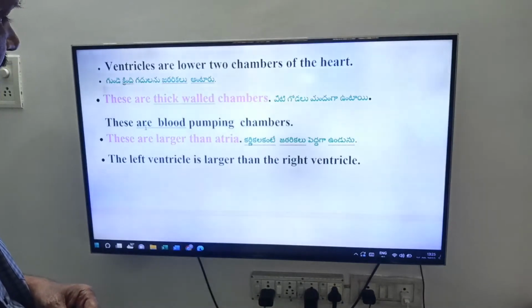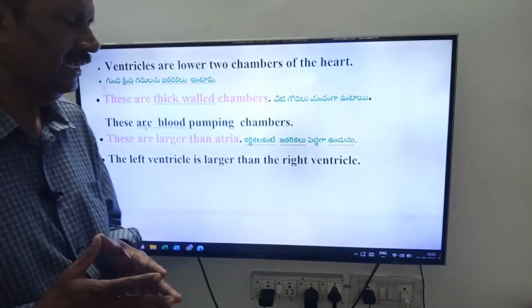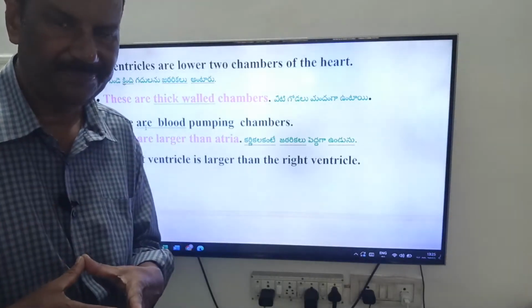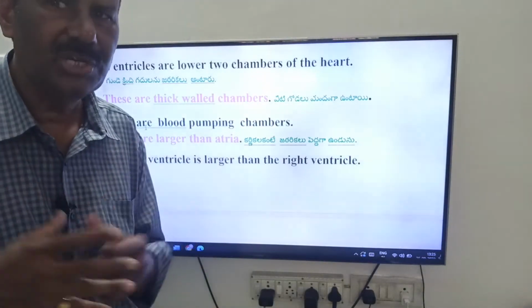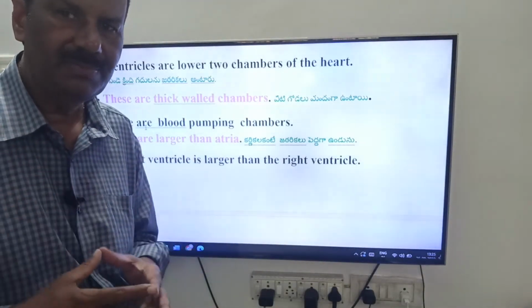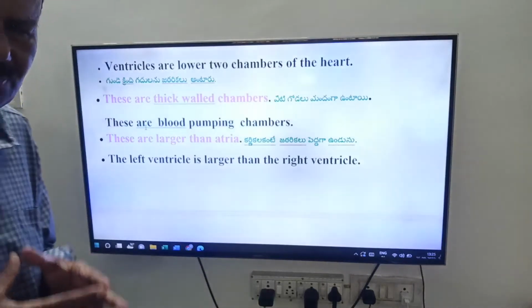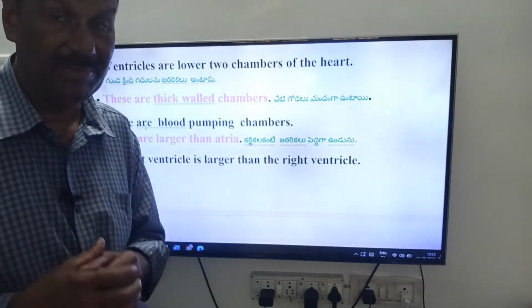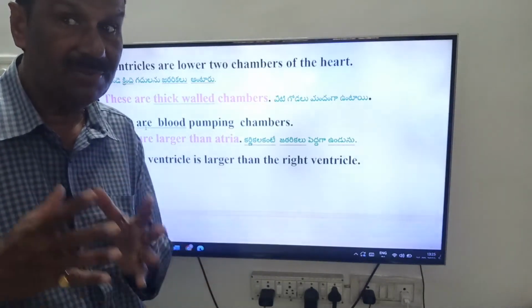Now, very very important, friends. The left ventricle is larger than the right ventricle. Friends, we have a total of 4 chambers. Out of these 4 chambers, what is the largest chamber, friends? Left ventricle. You have to remember it, friends. The largest chamber is the left ventricle.